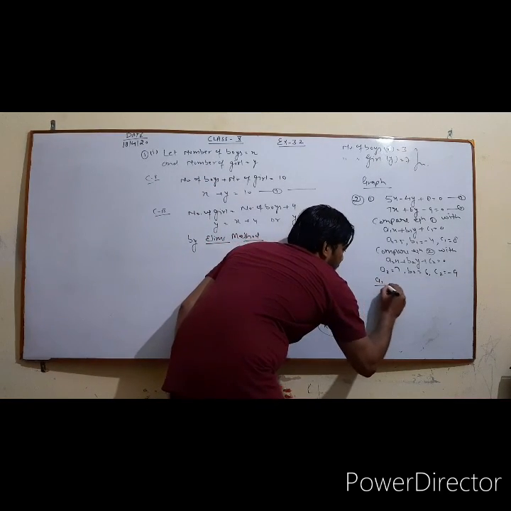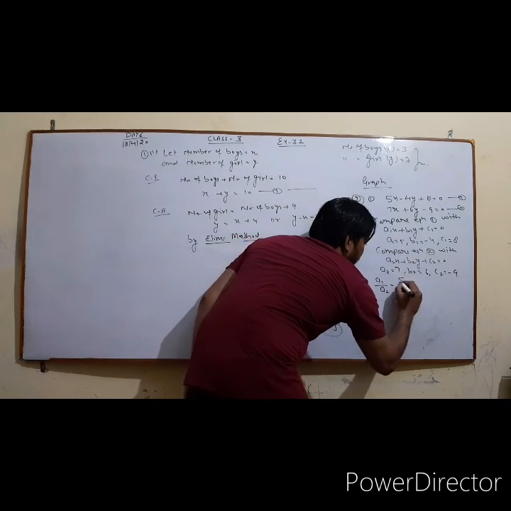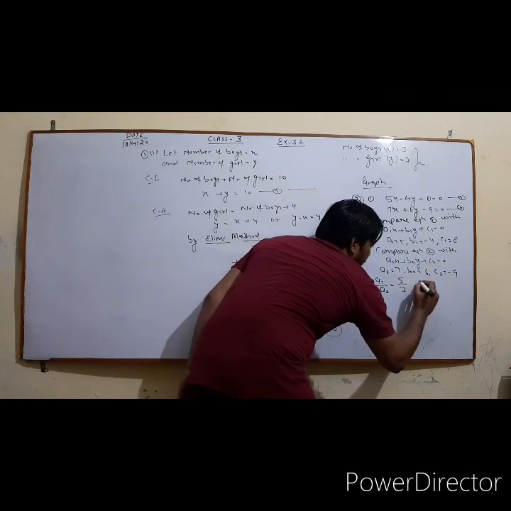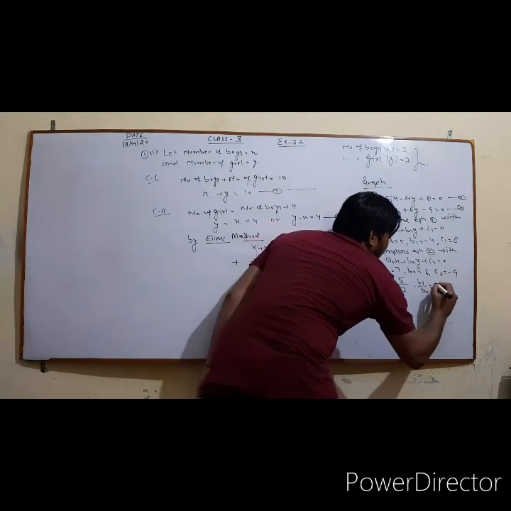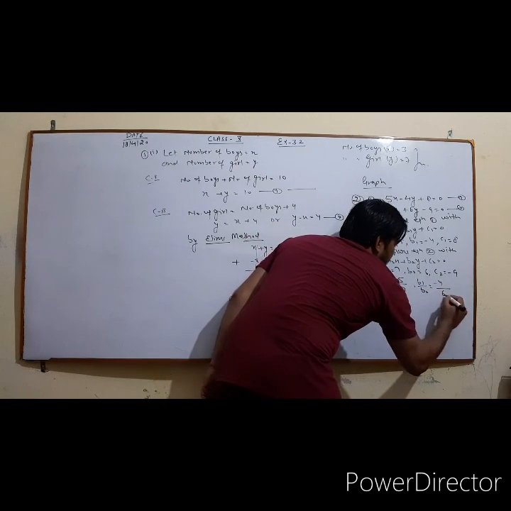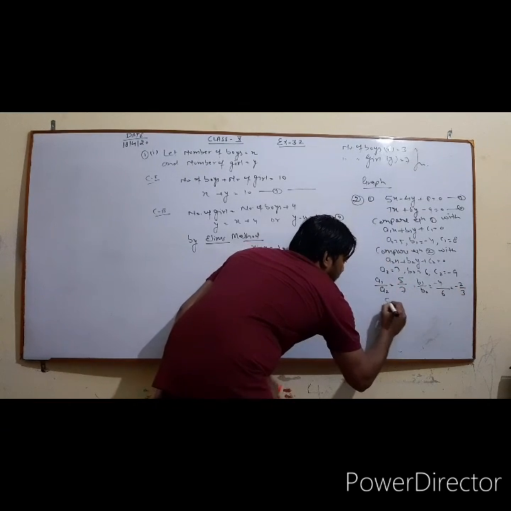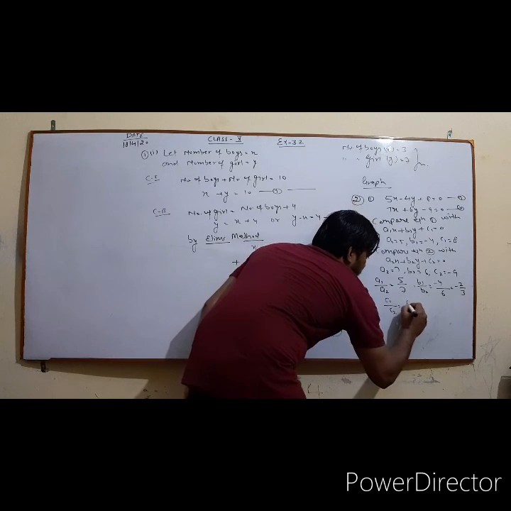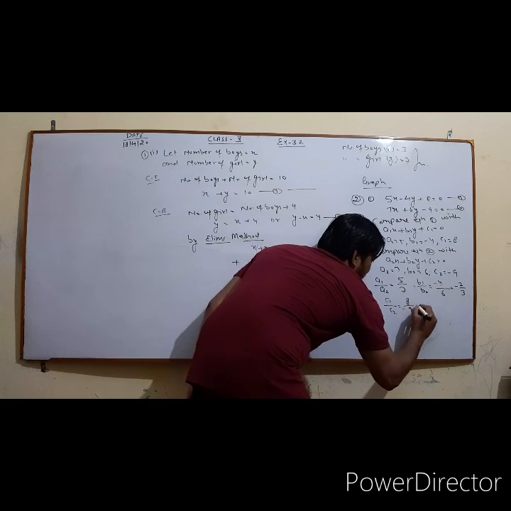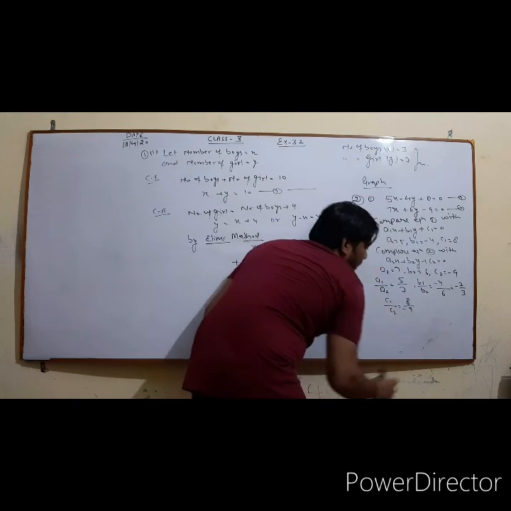So here a1 upon a2 is equals to, what is the value of a1? This is 5 and this is 7. What is the value of b1 upon b2? b1 is minus 4 upon 6. That means reduce करने पर minus 2 upon 3. And c1 upon c2, which is 8 upon minus 9. That means reduce करने पर कितना आएगा? Reduce नहीं होगा, तो minus 8 upon 9.